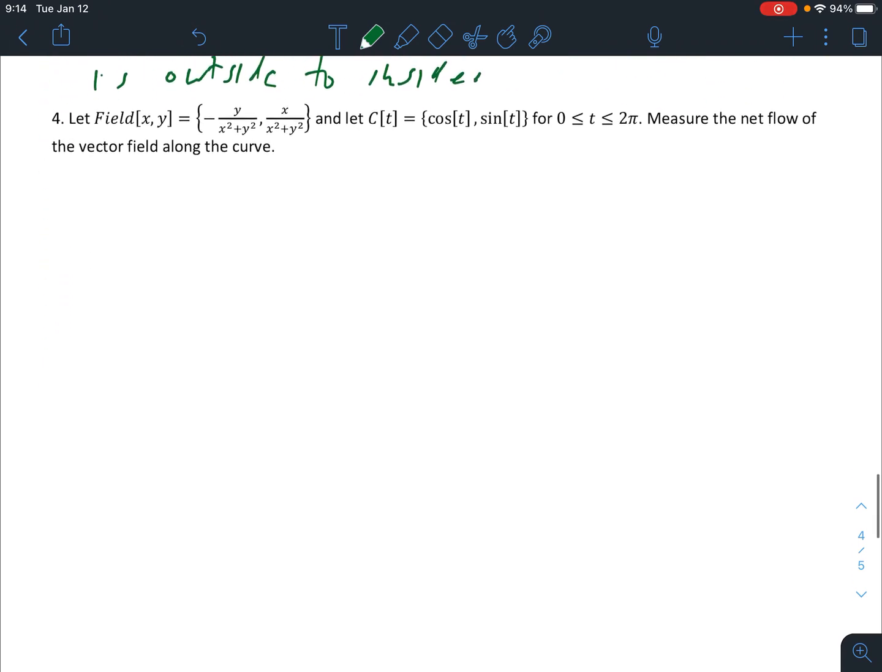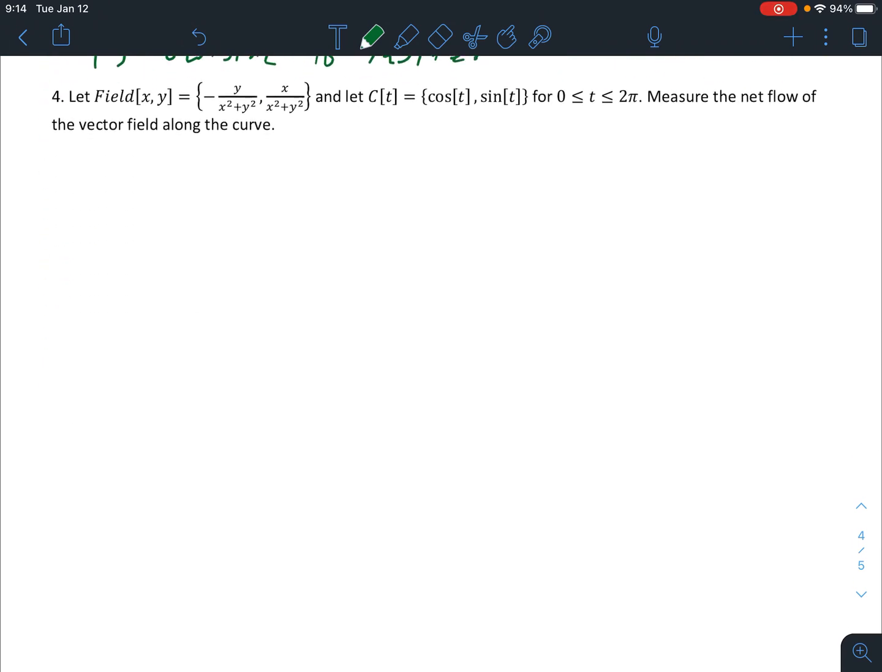All right, so last one here, number 4, we have a field and a curve. Measure the net flow along the curve, so you're immediately thinking rotation of the field. Unfortunately, it should be really obvious that there is a singularity in this field, so we cannot use the rotation of the field. We have to go back to what we learned last chapter. So we're going to set up this integral instead.